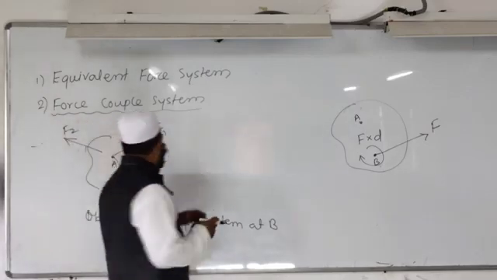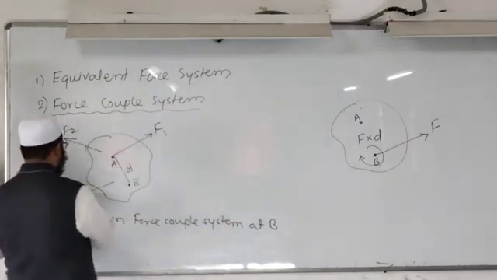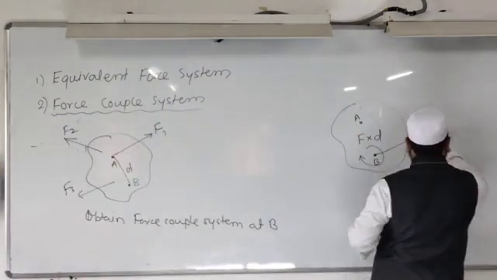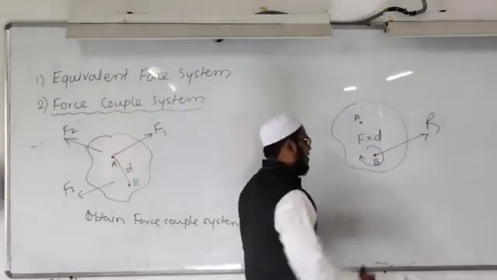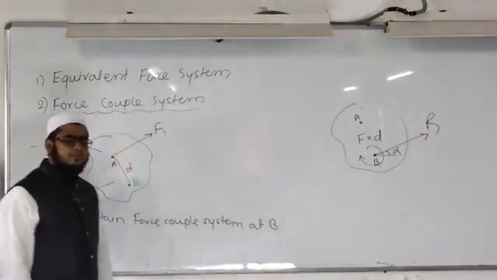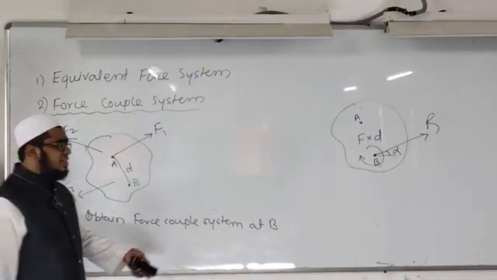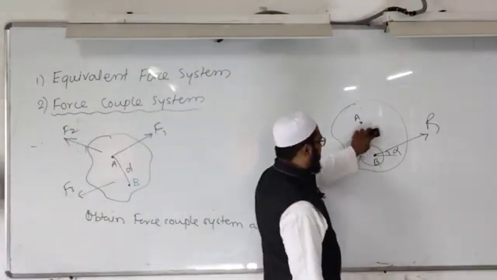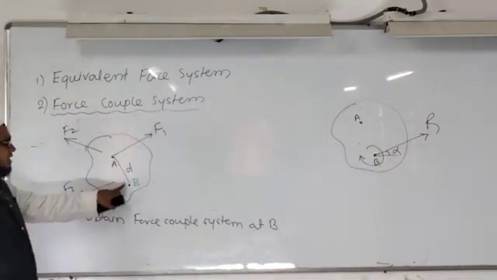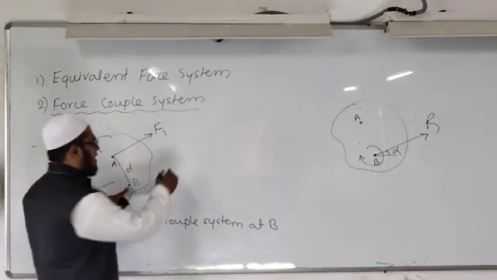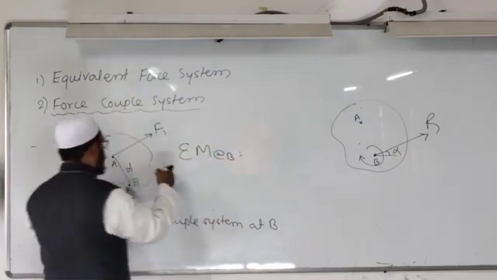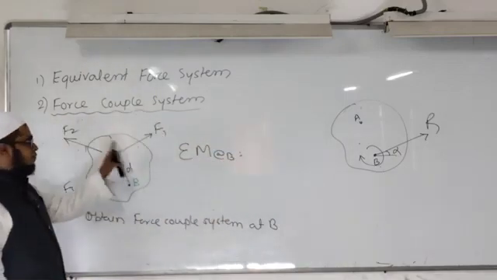In that case, if there are three forces F1, F2, F3 and I have to transfer them, then I will transfer the resultant R with magnitude and direction alpha. In the second step, I will calculate the moment about point B. I will calculate the summation of moments about point B due to all the forces F1, F2, F3.